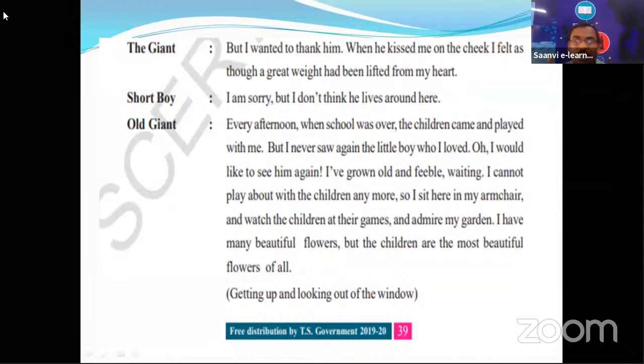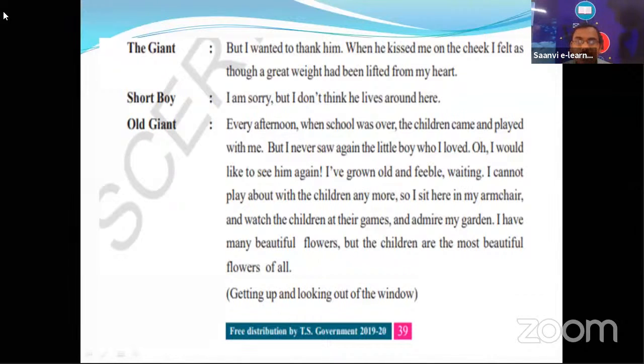He's in a desperate need to see the boy again, because he had a great love and affection toward that small boy, because when he kissed the old giant, a great weight had been lifted from his heart. I have grown old and feeble, waiting. I have grown old and very weak. And still I am waiting for that small boy.